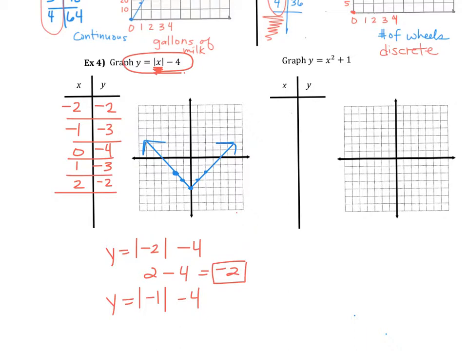Okay, now here's the trick. Every time there is absolute value in a problem, it's going to be a V-shaped graph. So if you see the absolute value bars, you should get a V in your graph. Questions on that?